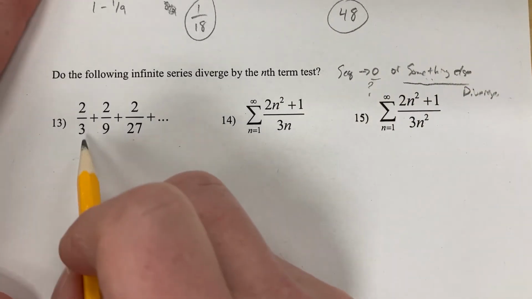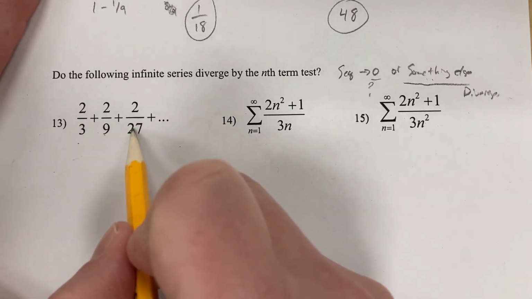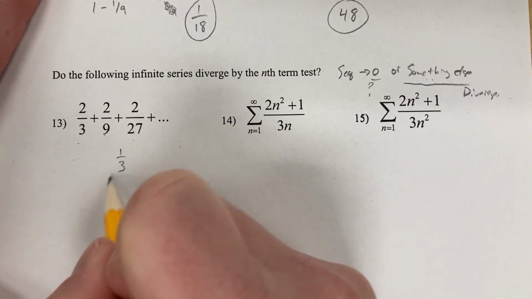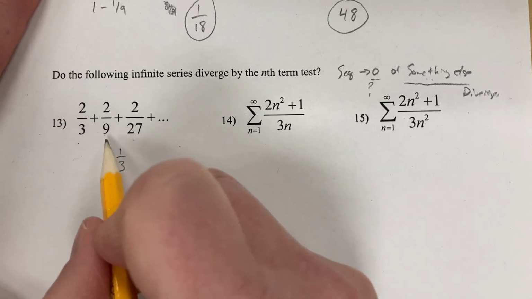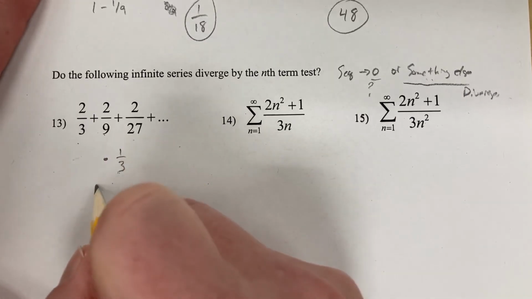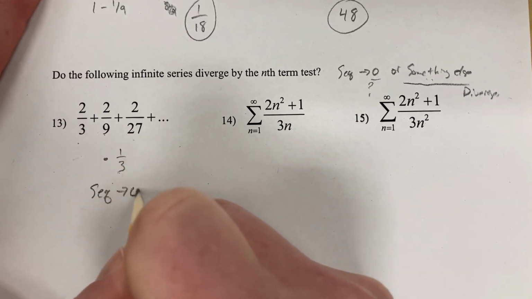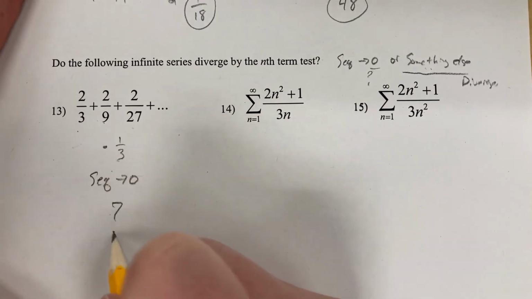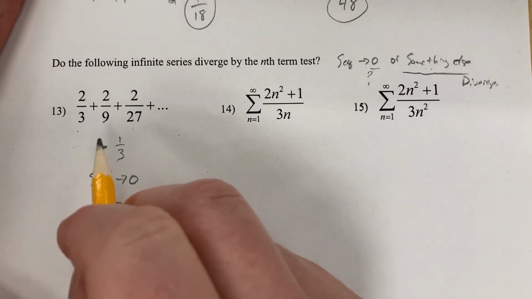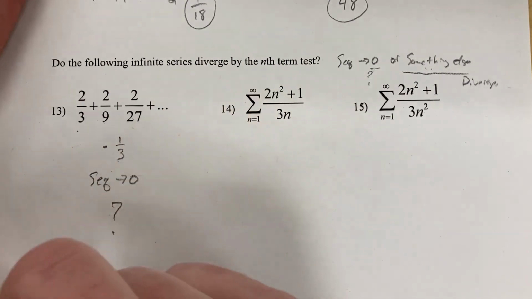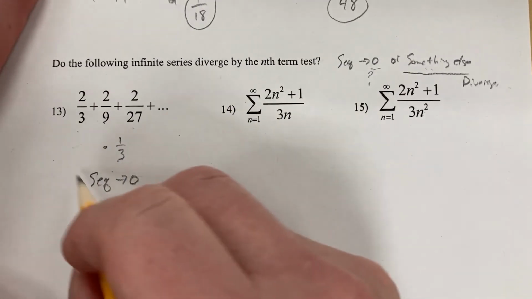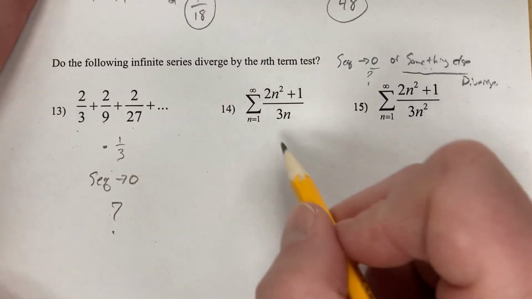So on this one here, we have 2/3 plus 2/9 plus 2/27. So we're multiplying by 1/3 each time to get from term to term to term. That sequence will go to 0 over time. Therefore, we can't say anything. We could say something more, but not using nth term test. So by nth term test, we'd say no, this doesn't diverge.